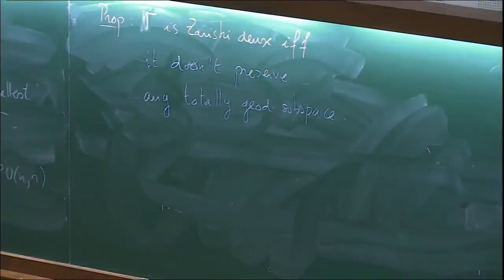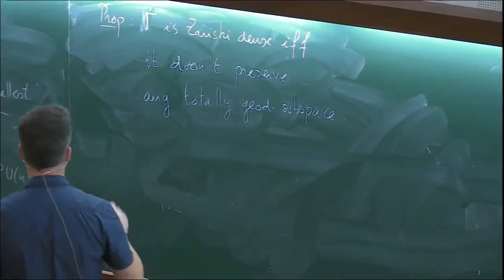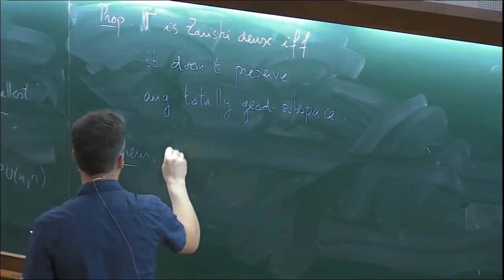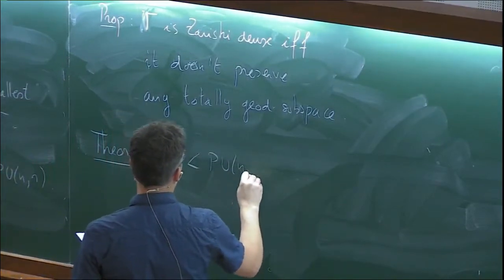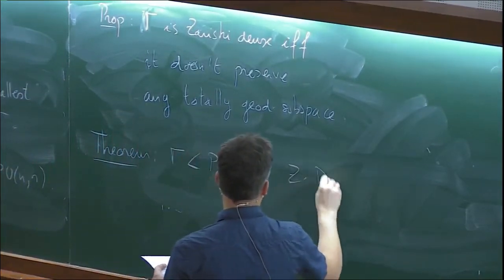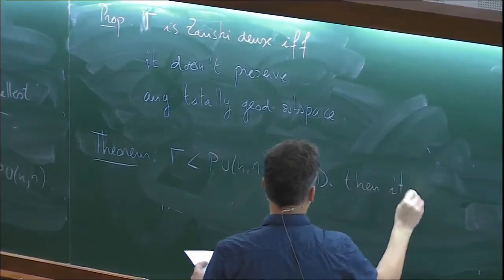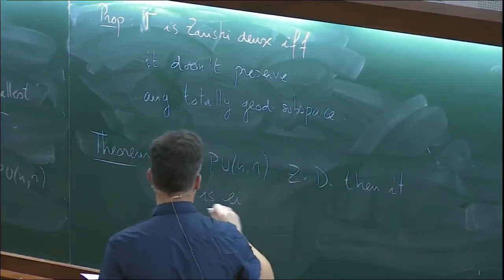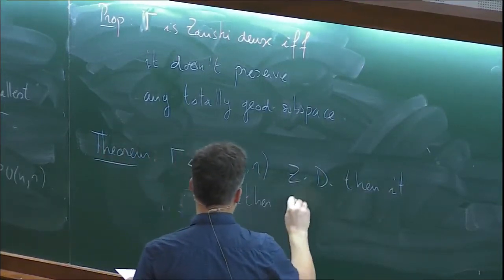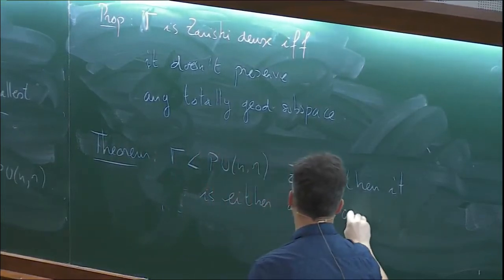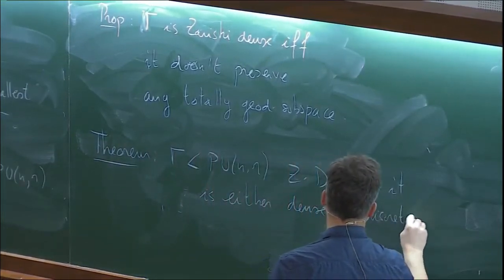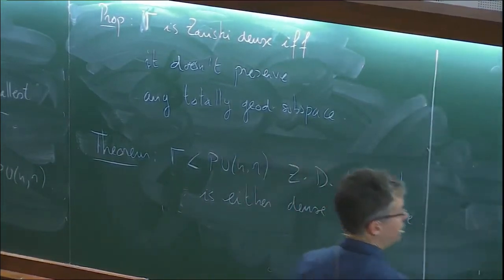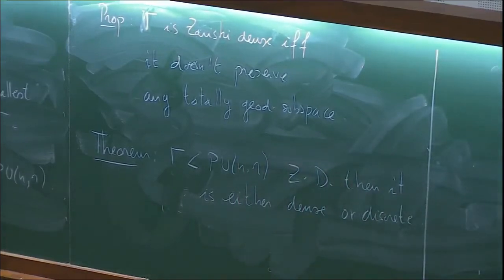Okay, so here is our theorem. If I take gamma in PU N1 Zariski dense, then it is either dense for the usual topology or discrete. Okay, so let me prove this to you.